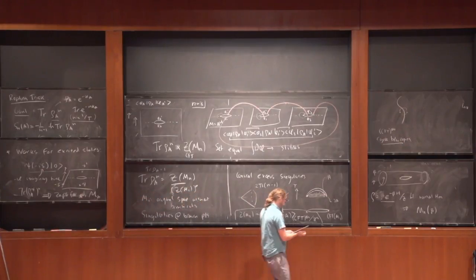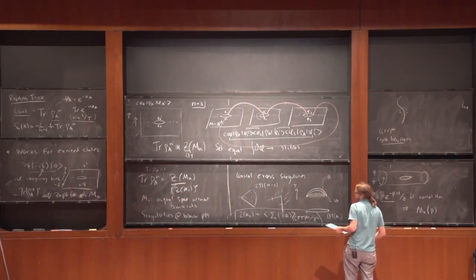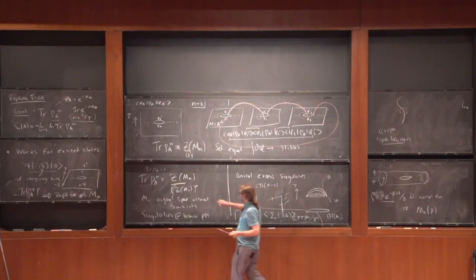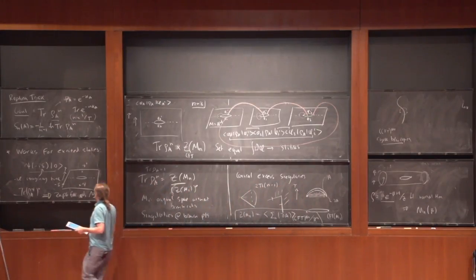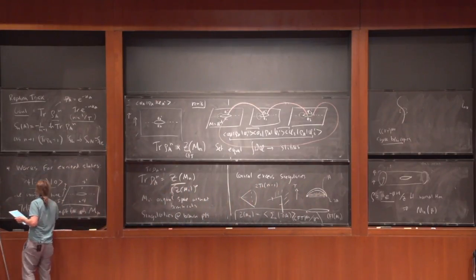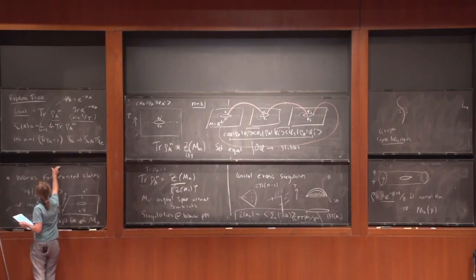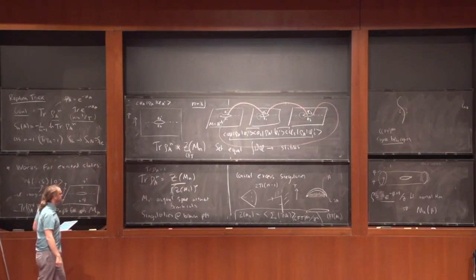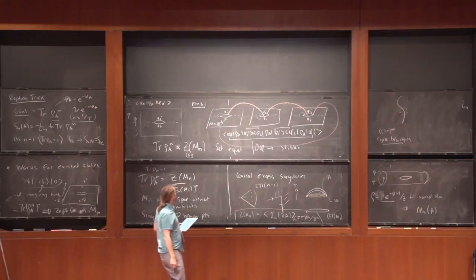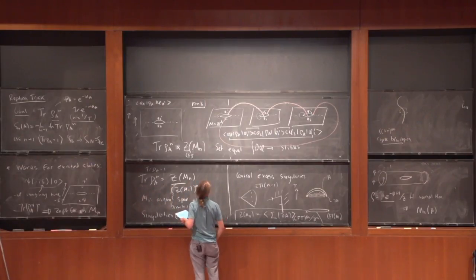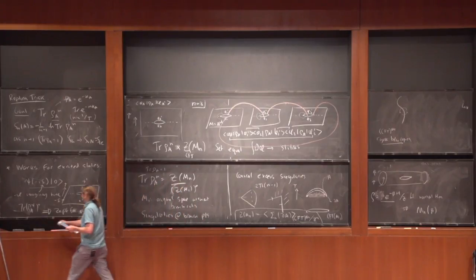Okay, so this is all well and good. We've computed our Renyi entropies for integer n. But then we're really interested in the entanglement entropy. So what do we do? I don't want to keep that picture, so let me get rid of this.